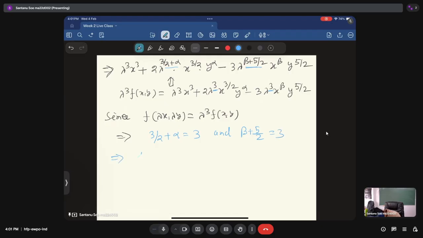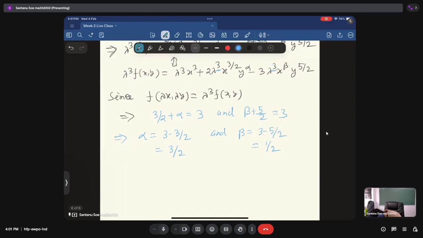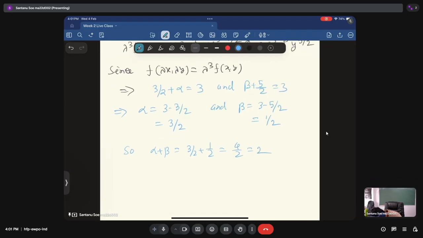So this implies alpha equals 3 minus 3 by 2, which is 3 by 2, and beta equals 3 minus 5 by 2, which is 1 by 2. So alpha plus beta is 3 by 2 plus 1 by 2, which is 4 by 2, which is 2. So the answer is 2. Hence alpha plus beta is 2. So this is the answer of our question.